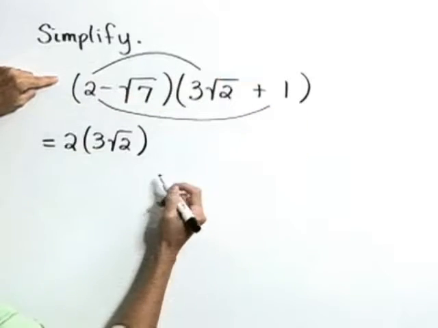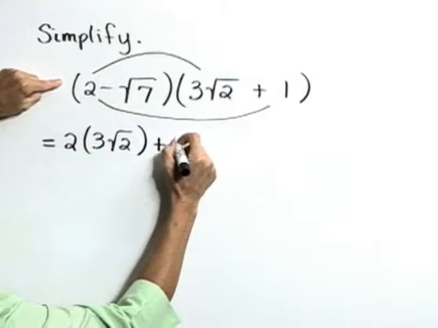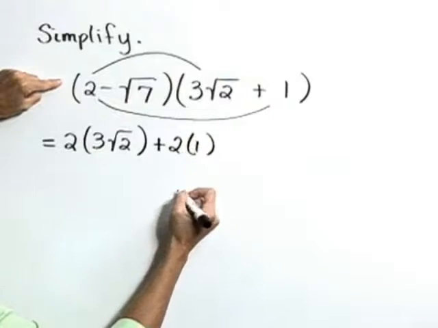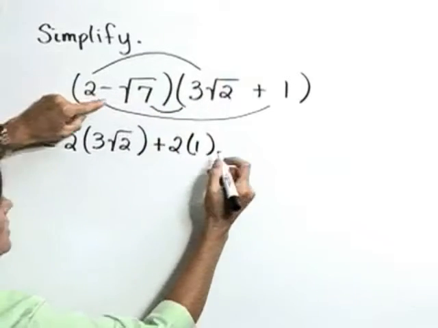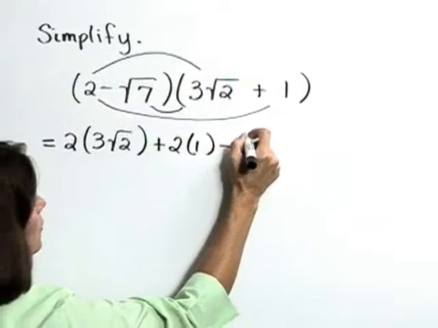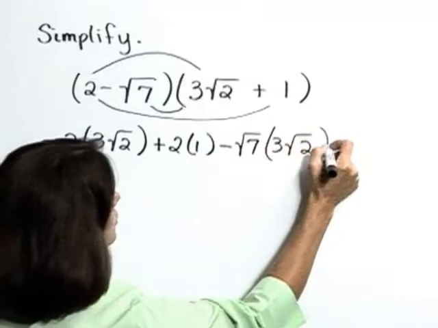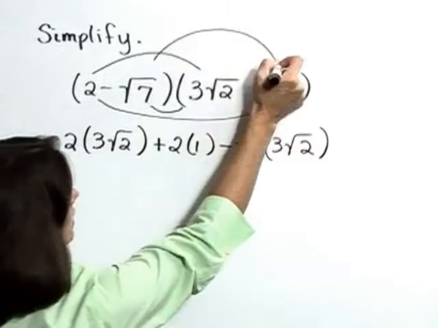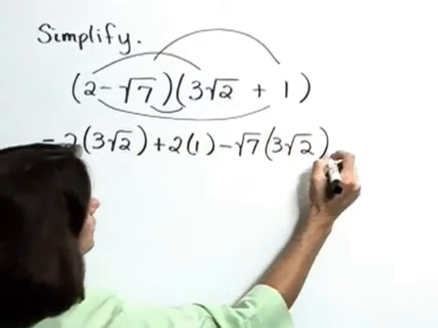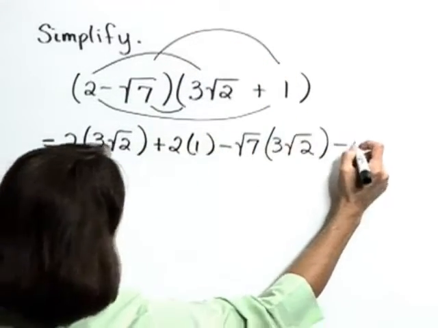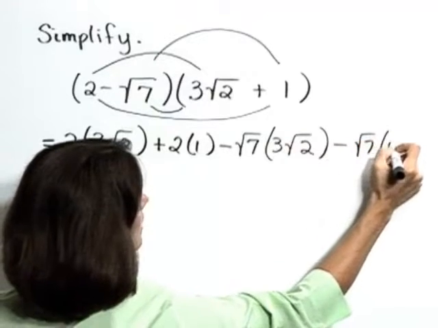Our outer product is plus 2 times 1. Our inner product is going to be minus the square root of 7 times 3 times the square root of 2. And our last product is minus the square root of 7 times 1.